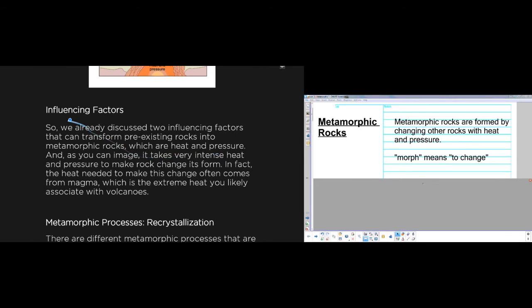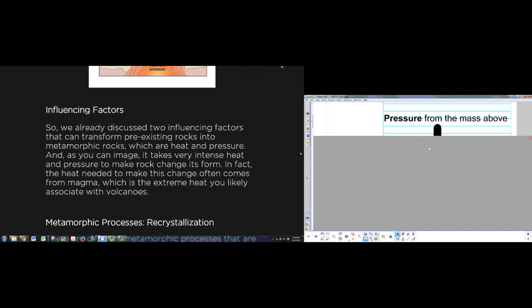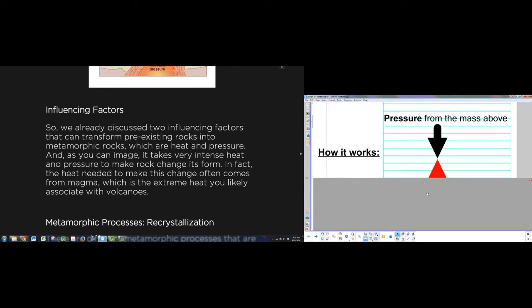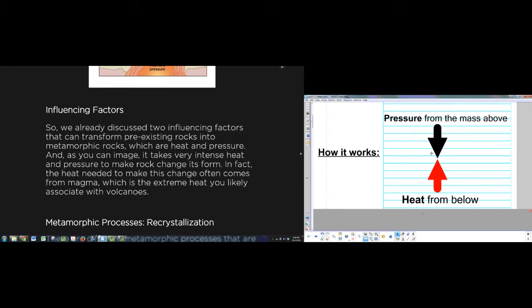Moving on. Now, influencing factors. So, we've already discussed two influencing factors that can transform pre-existing rocks, like igneous or sedimentary, into metamorphic rocks, which are heat and pressure. How it works: pressure from the mass above, heat from below makes these rocks change. Let me keep reading. As you can imagine, it takes very intense heat and pressure to make rock change its form. In fact, the heat needed to make this change often comes from magma, which is the extreme heat you likely associate with volcanoes.